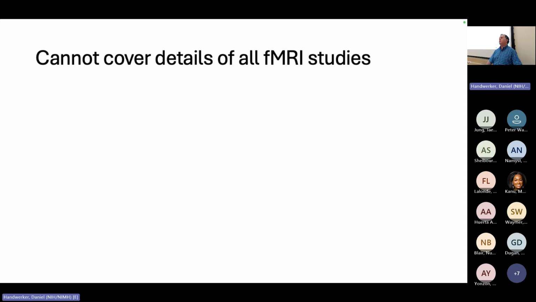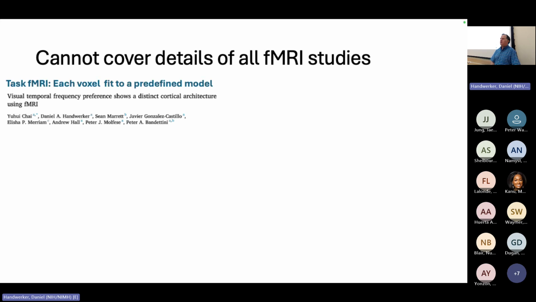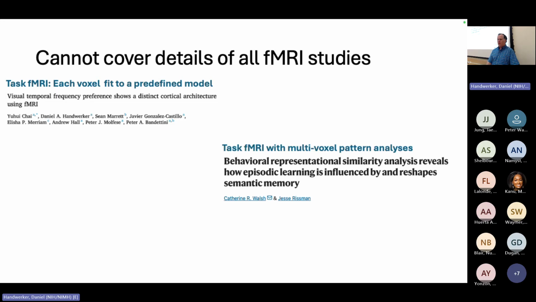Like I said, I cannot cover all fMRI studies. Just to give you a hint of the huge categories of types of studies: the classic early studies that are still a really robust centerpiece of the field are what I call task fMRI, where, one voxel at a time, we have some tasks and we fit each voxel to some sort of task model. You can have multivariate pattern analysis, where you take a bunch of voxels in time series and look at the relationships between the signal across time.